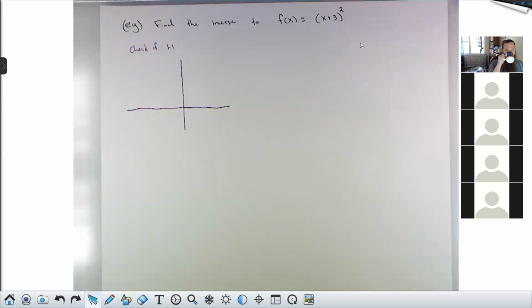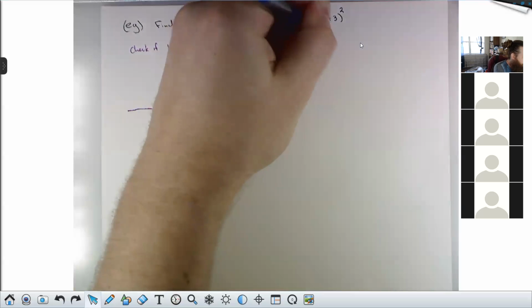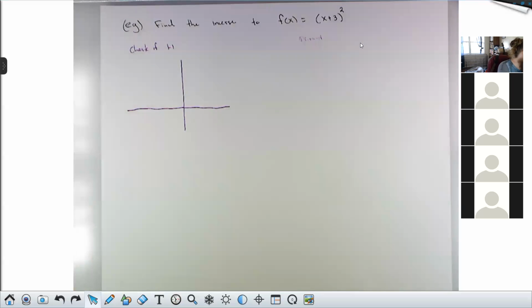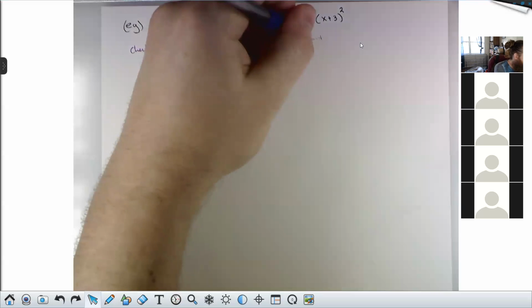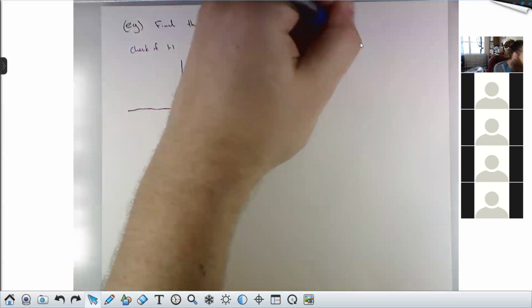Would the parent function just be like a regular parabola? When you say regular parabola, what do you mean? Yes, but let's be more specific. Starting at the origin, like 1 point at the origin, 1 point at like 1, 1? No, that's wrong. No, that's correct. It's a regular parabola, but you put it 3 to the left.